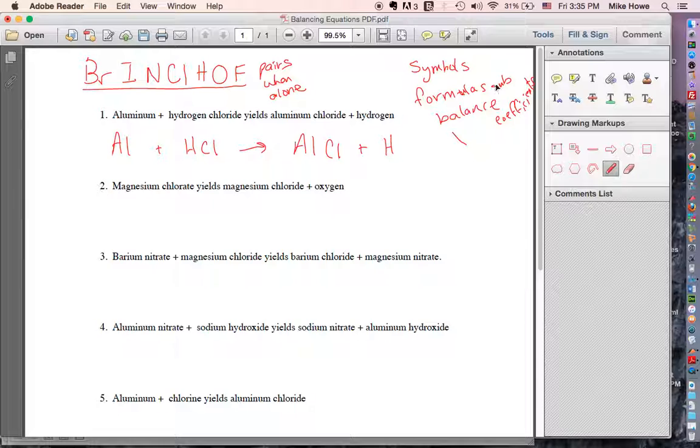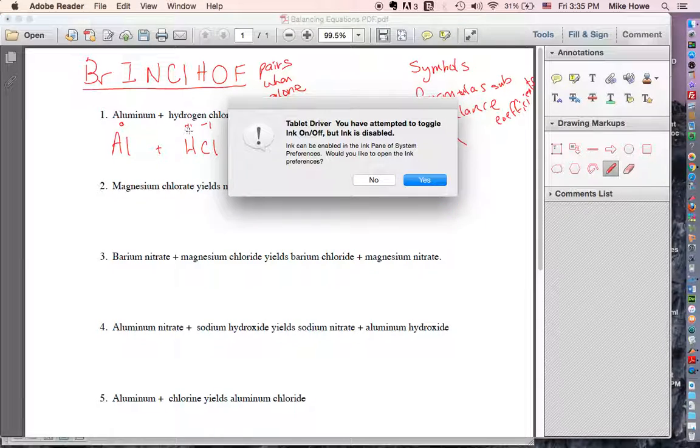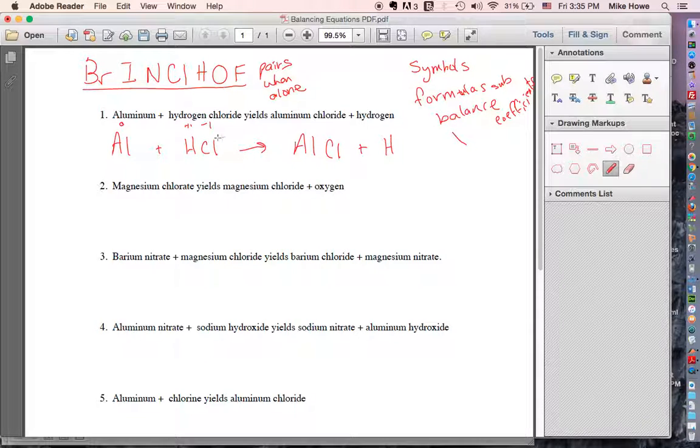Step 2, formulas. When you do formulas, you've got to use subscripts. So you don't have to do anything on the aluminum because it's by itself. It's not on the Brinkelhoff list. It has 0 charge because it is by itself. So you just leave it alone, just Al. But hydrogen's +1, chlorine's -1. So you have to consider, is that formula correct? Well, yes, because the +1 and -1 cancel each other out. The total is 0.